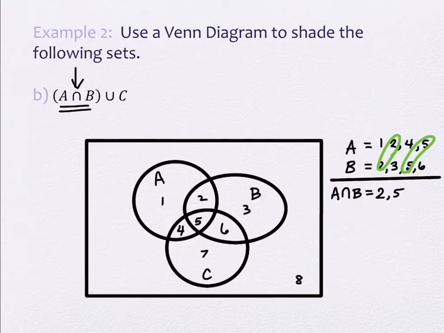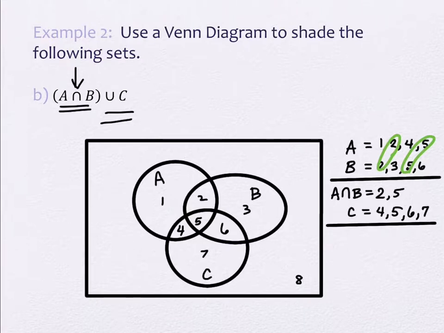The next item says C. I've finished everything inside the parentheses, so I'm done with that. Now I'm working on the part on the outside, which is union C. So I list, again, all the items that are in C. So which numbers are included in circle C? 4, 5, 6, and 7. Okay, so that piece is done.